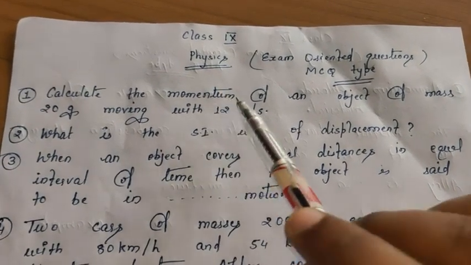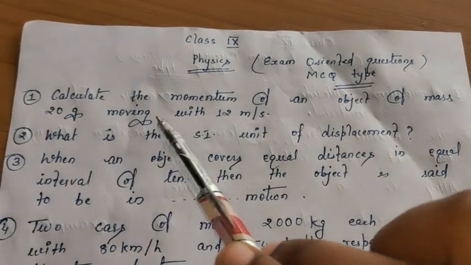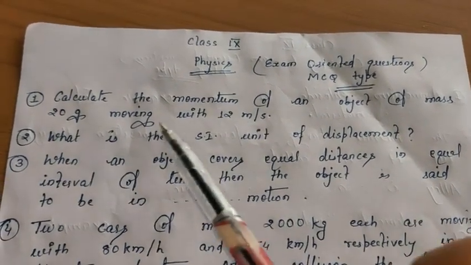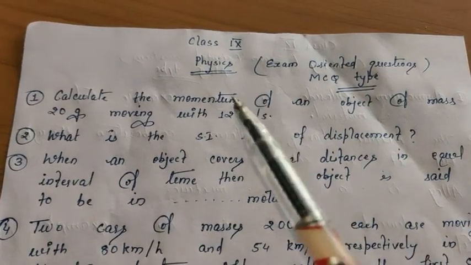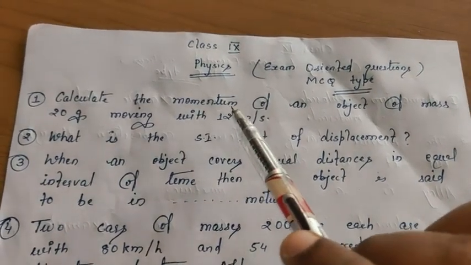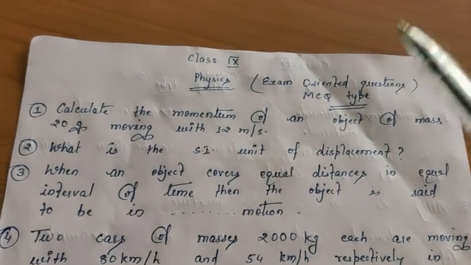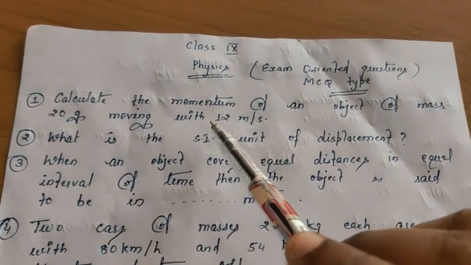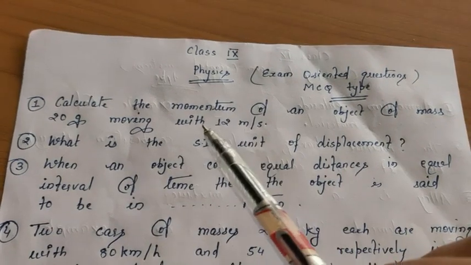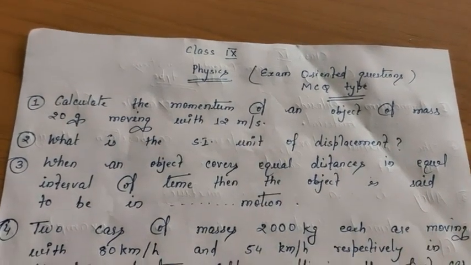Then after solving this, you will get 4 options, out of which only one option will be correct. So first of all you have to solve the question and then you have to tick the answer. Only one answer out of those 4 will be correct.